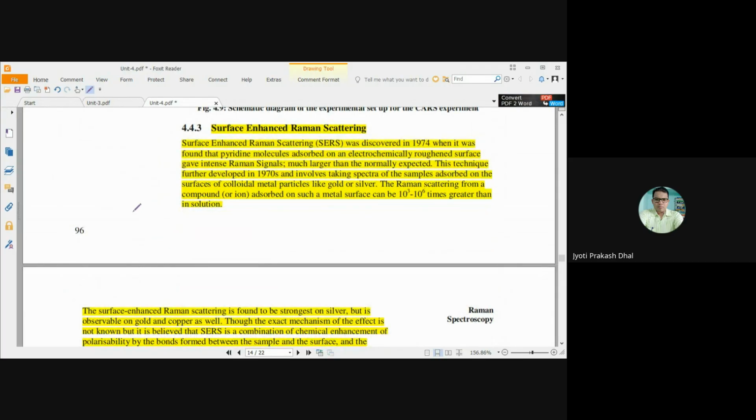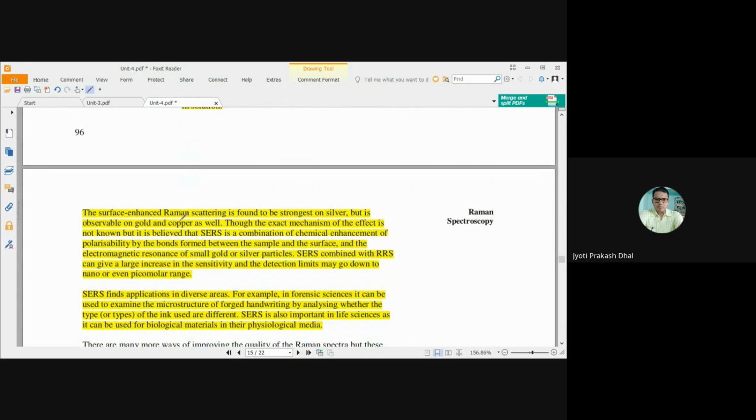Then SERS, that is surface enhanced Raman scattering. Surface enhanced Raman scattering gives intense Raman signals much larger than normally expected. So this technique was developed, and the Raman scattering from a compound or ion adsorbed on such a metal surface can be 10 to the power 3 to 10 to the power 6 times greater than in solution.